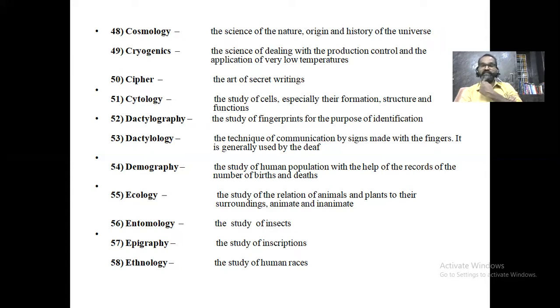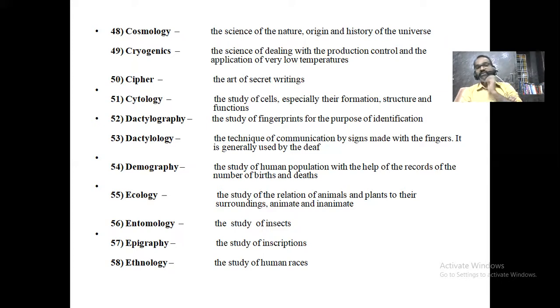And dactylology, the technique of communication by signs made with the fingers. It is generally used by deaf people. They use signs only as their technique. If you go to Vidyanagar, there is one institution for them. So that's called dactylology, a communication which is shared through the signs of the fingers.